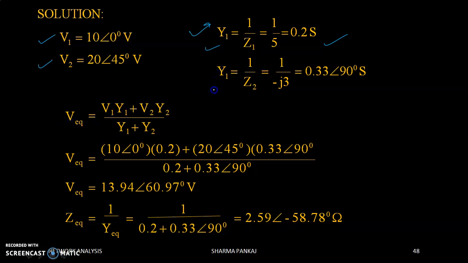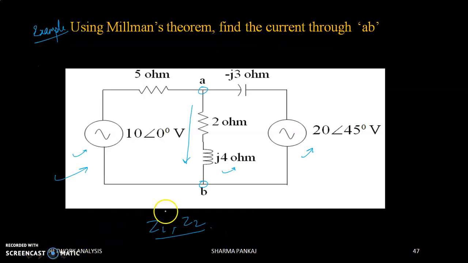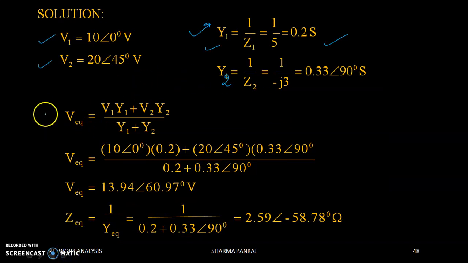So likewise, this is your admittance 2, so it is 1 by Z2. Y2 is equal to 1 by Z2, which is 1 by minus Z3. So V equivalent is equal to V1 Y1 plus V2 Y2 upon Y1 plus Y2. Put the value of V. V is your 10 angle 0 degree. Y1 value 0.2 S.